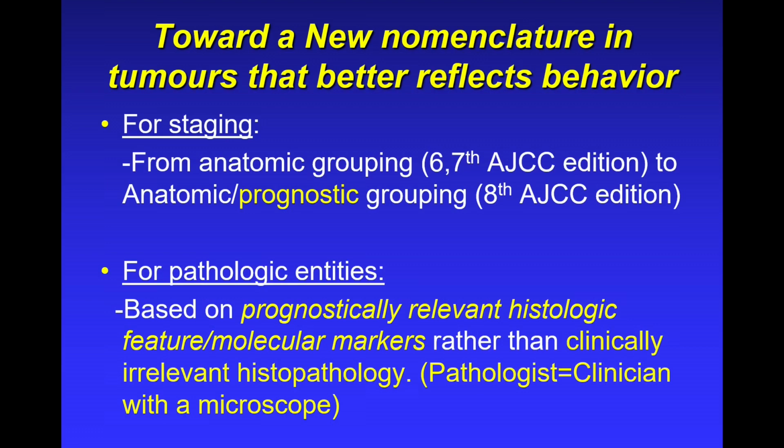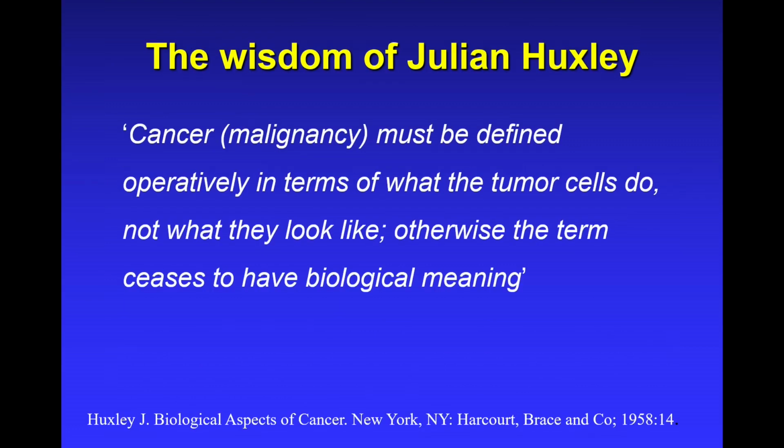So basically, it comes with the philosophy that pathologists should be clinicians with the microscope and not only histologists. And now, to finish the talk, I always like to put this statement from Julian Huxley. Julian Huxley was a biologist. He belonged to a family of very prominent British intellectuals. And in 1958, actually before I was born, and many of you, he was giving a talk at the Sloan Kettering Institute, maybe in this place, where this building stands. And he said that cancer malignancy must be defined operatively in terms of what the tumor cells do, not what they look like. Otherwise, the term ceases to have biologic meaning.